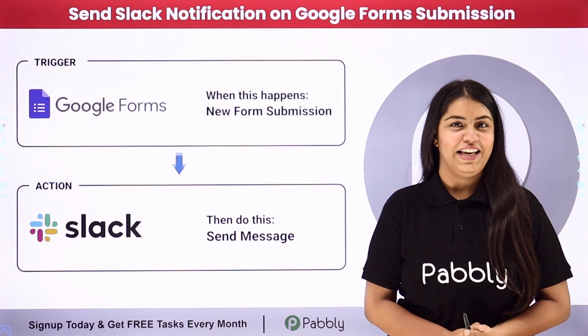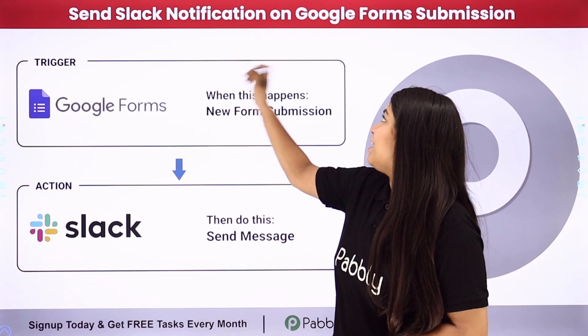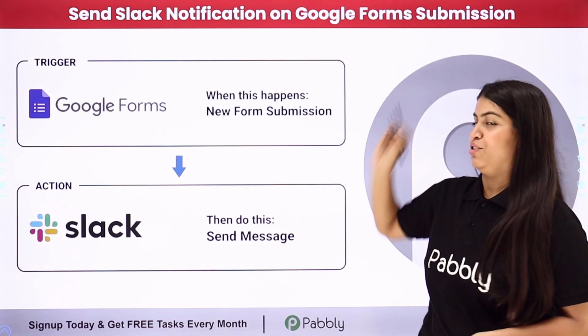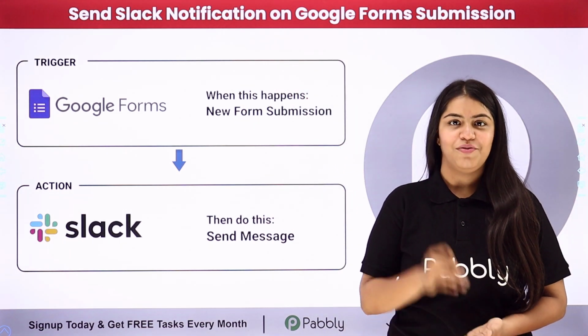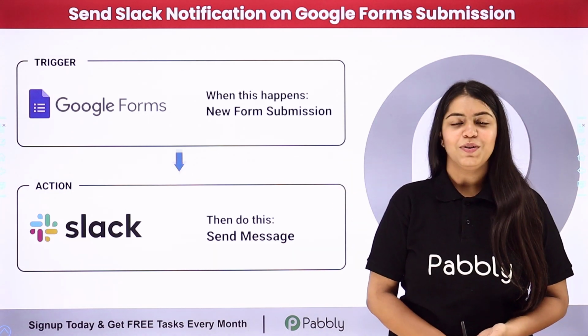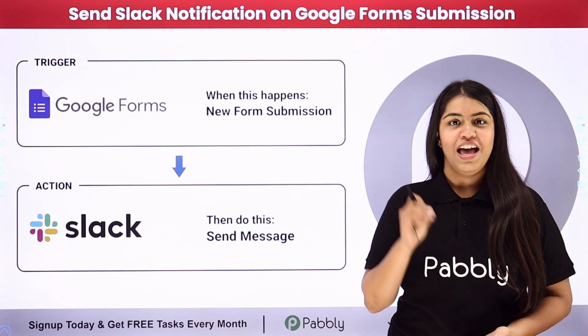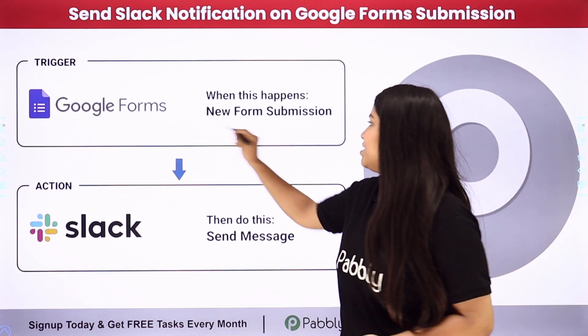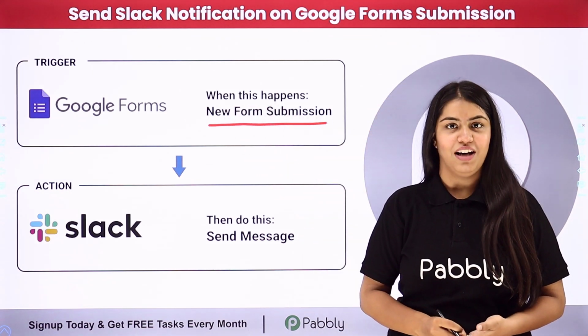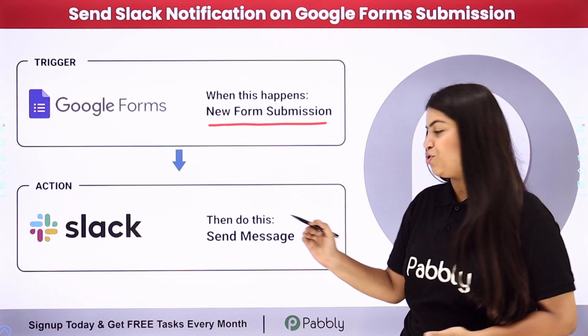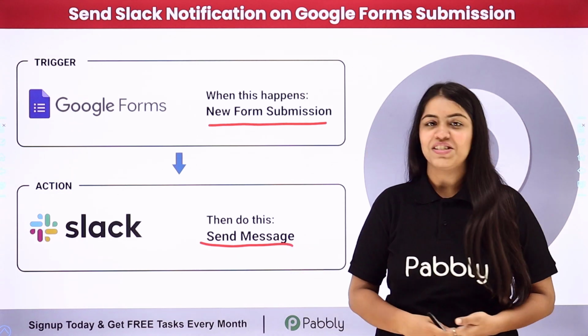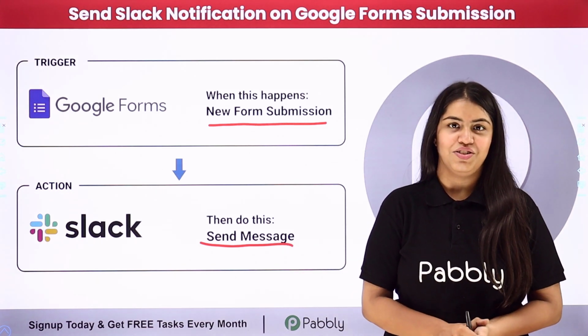The title of our today's video is How to Send Slack Notification on Google Forms Submission. So there's an upcoming event for which I'm using Google Forms to get the registrations for my event. But I wish that as soon as a new form submission is received in my Google Forms account, automatically a message should be sent to my Slack channel notifying my team that we have received a new registration.